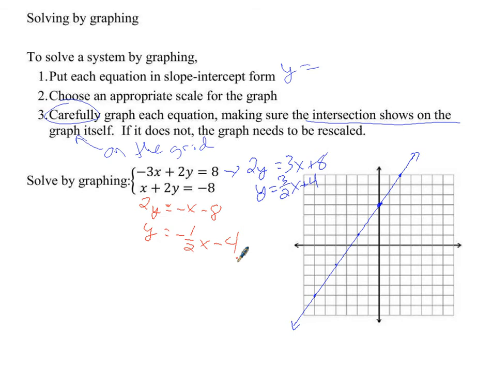That's in slope-intercept form, so now I can graph that one. We go to negative 4 on the y-axis, which is right there. And then we have a slope of negative 1/2. So I go down 1, right 2. Down 1, right 2. I'm out of room, so I reverse it. Up 1, left 2.